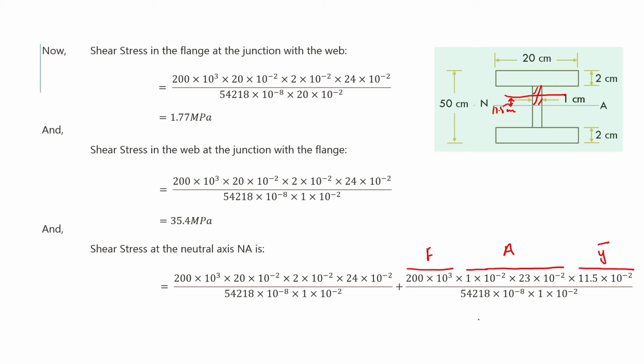So this is the y bar, and I is again the same, and b is the width of the web at the neutral axis. So this is b. Now solving it further, we will get shear stress at the neutral axis as 45.2 megapascal. So we have found shear stress at all points: shear stress in the flange at the junction with the web, shear stress in the web at the junction with the flange, and shear stress at the neutral axis.